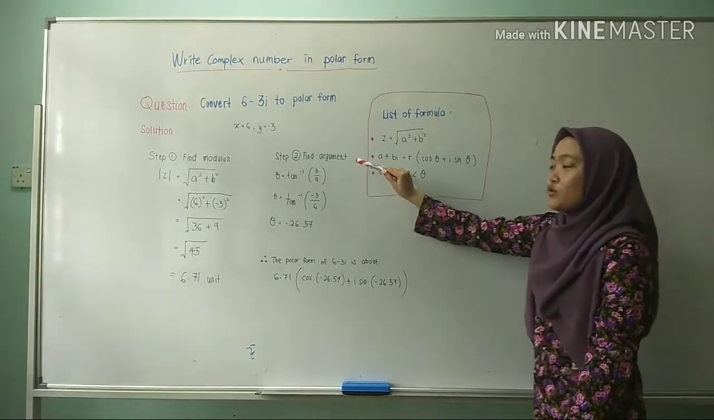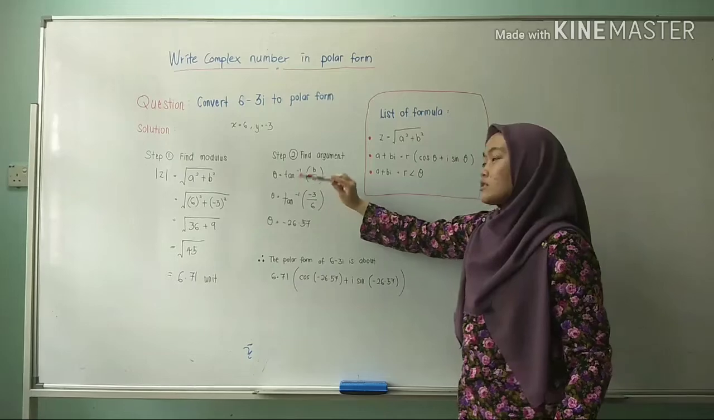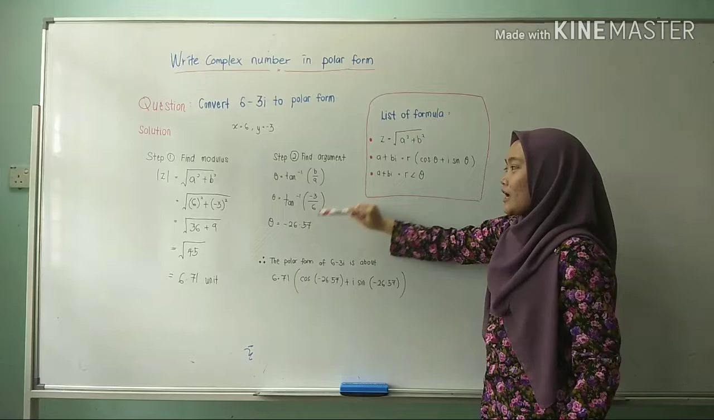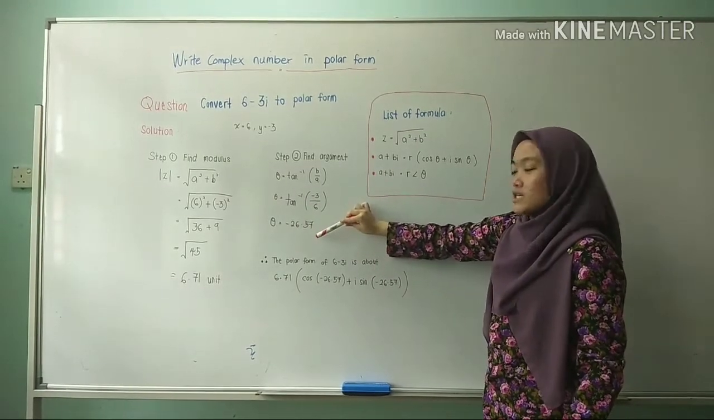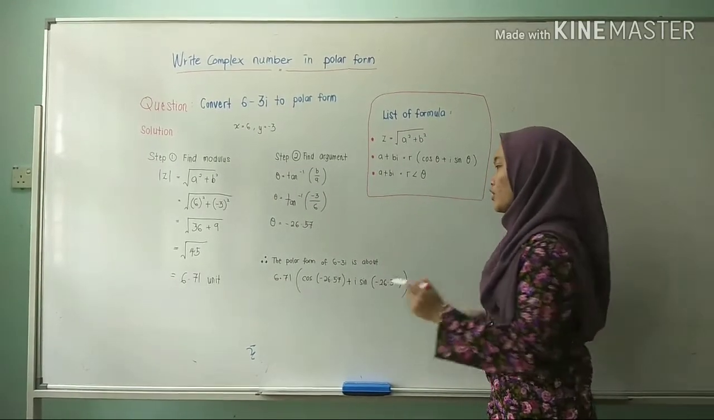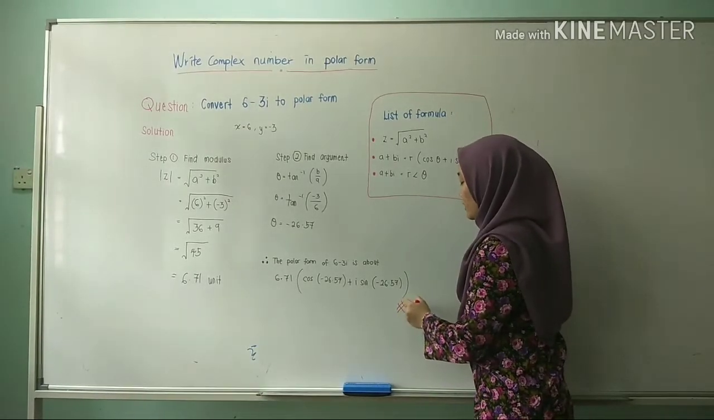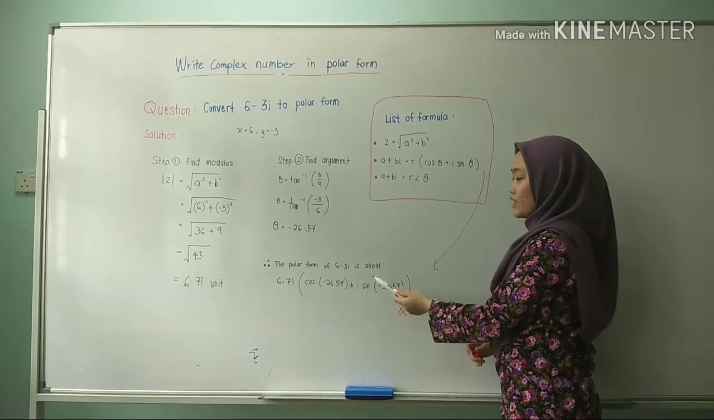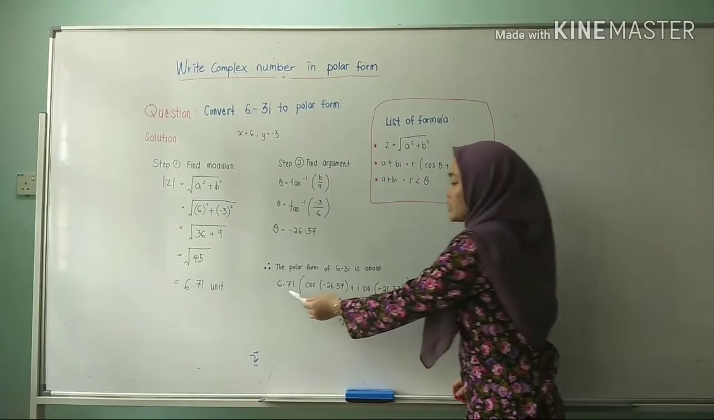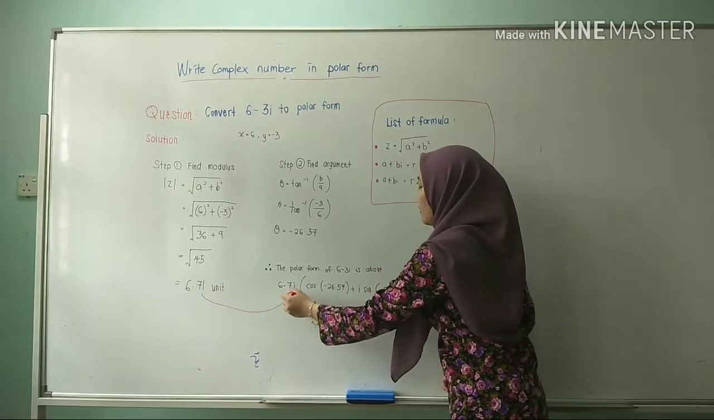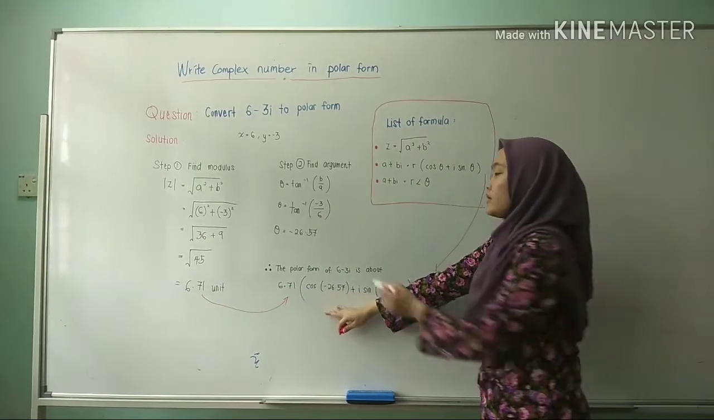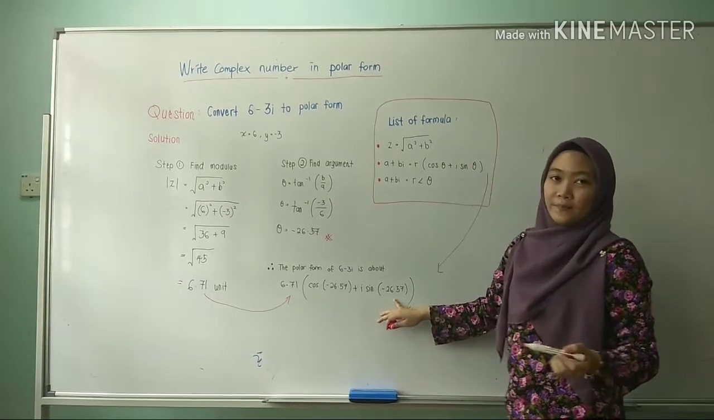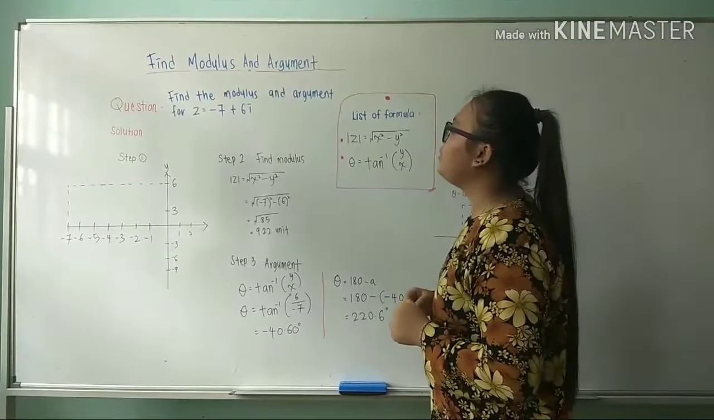For step 2, find the argument. We use theta equals tan inverse of b over a. We get negative 26.57. So we can get the polar form from the equation here. The polar form of 6 minus 3i is about 6.71 (cos theta plus i sin theta).